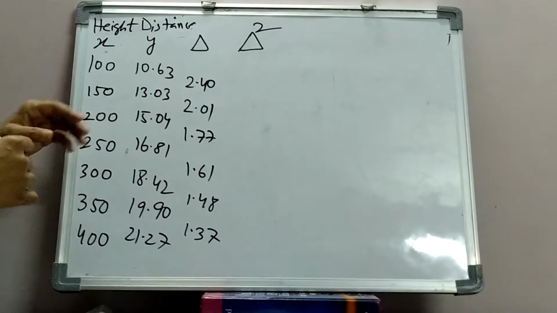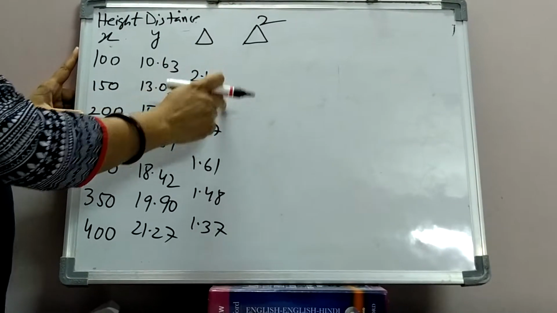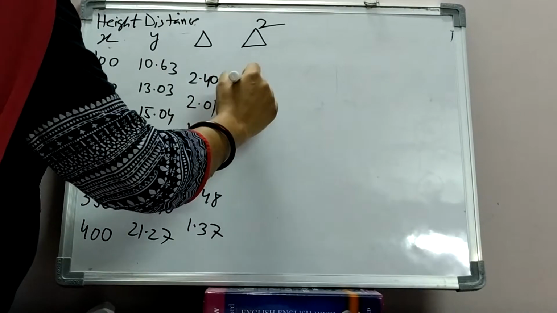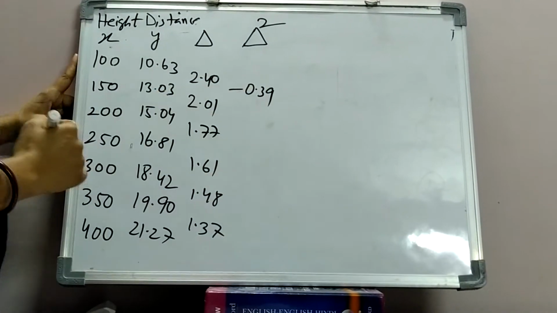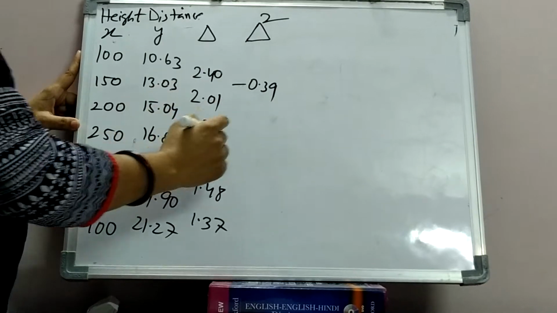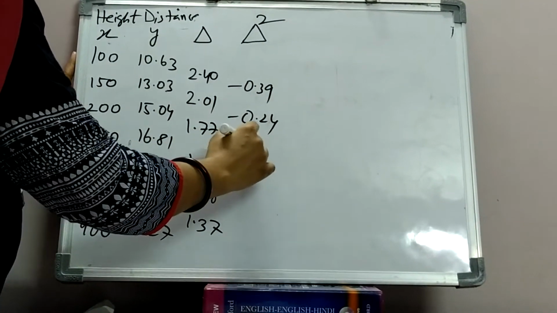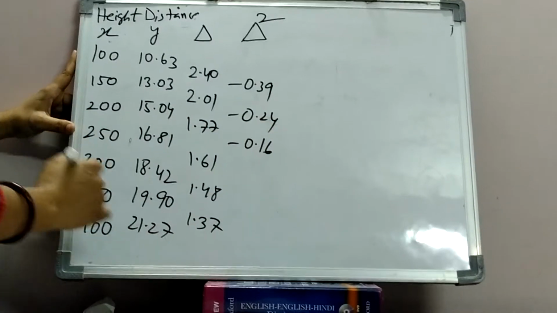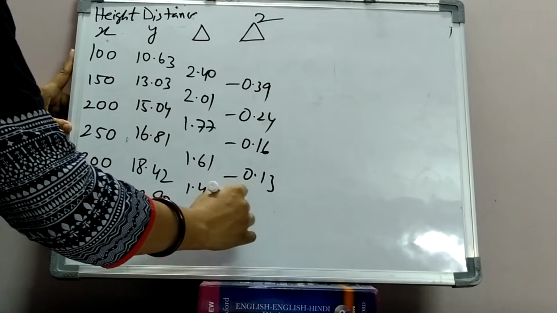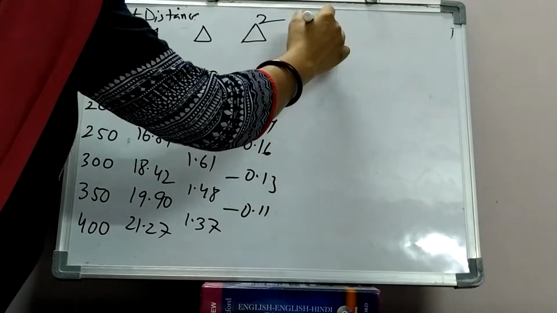So delta square: likewise, this minus this. We are making the forward difference table, so this minus this will be minus 0.39. Again this minus this will be minus 0.24. Likewise this will be minus 0.16, minus 0.13, minus 0.11, like this.